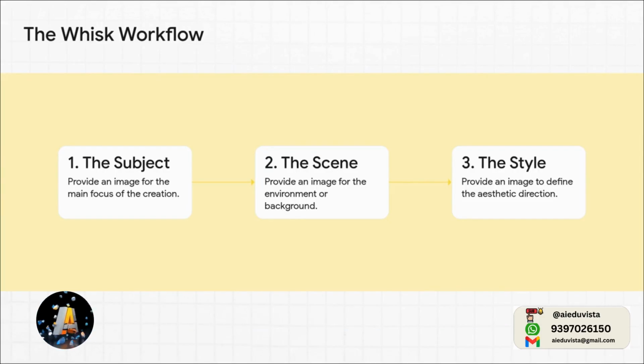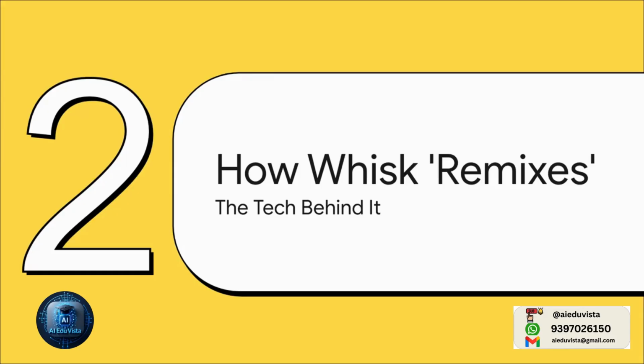The way it works is actually beautiful in its simplicity. You just provide 3 visual inputs. First, you give it an image of your subject. That could be a person, a pet, an object, whatever. Second, an image for the scene, the background. And third, an image that sets the artistic style you're going for. Whisk then takes all 3 and just remixes them together. So how on earth does it actually combine 3 totally different pictures into one single, cohesive, new image? Let's get into the tech that makes this whole visual remixing thing possible.